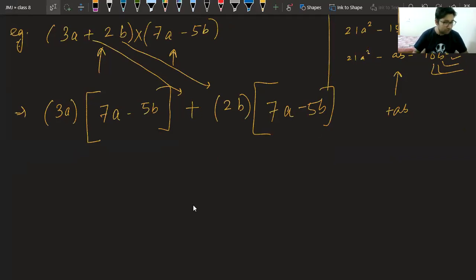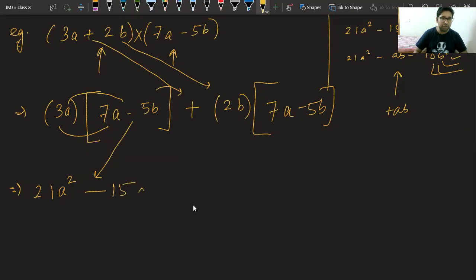Okay. Now let's see. 3 sevens are 21, A into A is A square. Then we have a minus sign. 3 fives are 15, A into B is AB. Then we have a plus sign. 2 into 7, 14, B into A, BA. Then we have a minus sign. 2 into 5, 10, B into B, B square. Now, further solving.